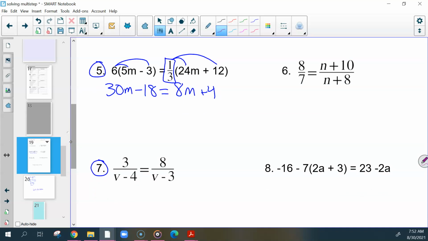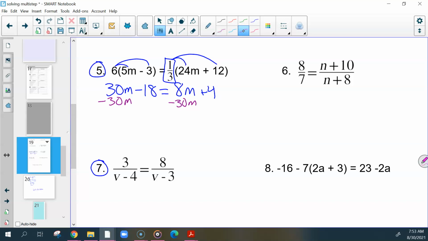A lot of the times when I move things, I don't keep things positive, so like move 8 by subtracting, so that I get a positive number. But if you wanted to move the 30 over, and you end up with a negative, that would be okay too.